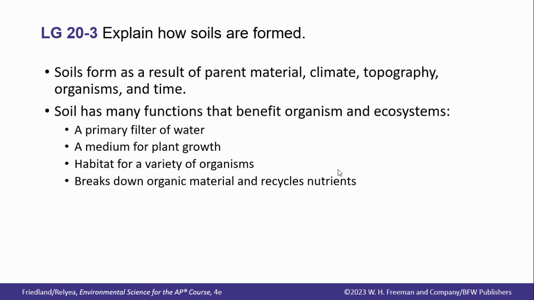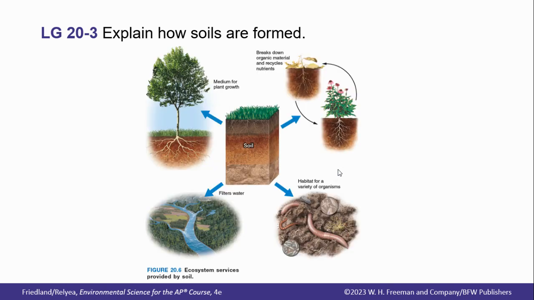Okay, we're on our third standard. Explain how soils are formed. So soils form as a result of parent material, climate, topography, organisms, and time. Soil has many functions that benefit organisms and the ecosystem. So soil acts as a primary filter of water, a medium for plant growth, a habitat for a variety of organisms, and breaks down organic material and recycles nutrients.